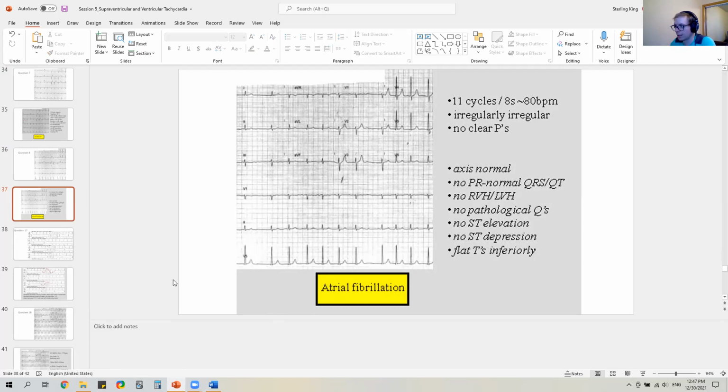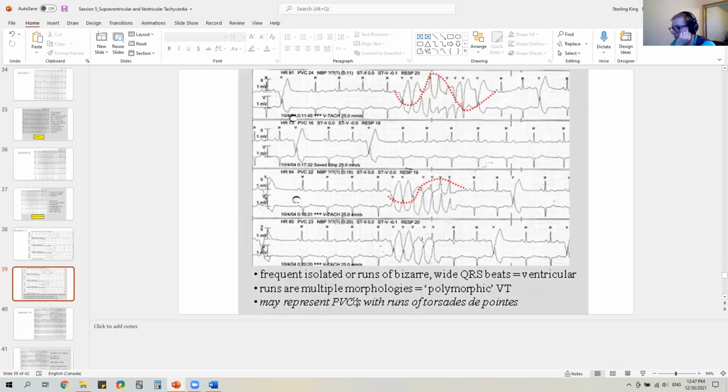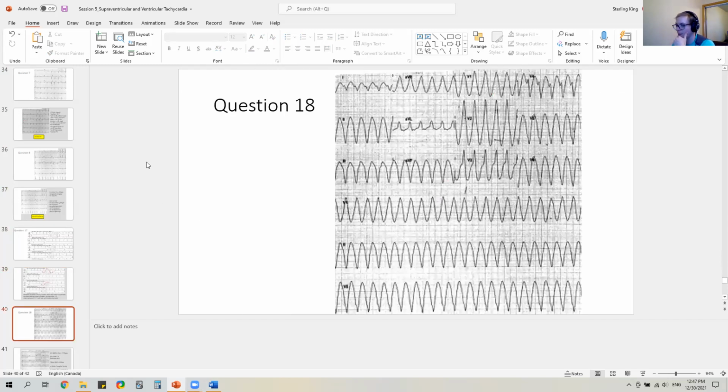Okay. Question 17. We don't have a full set of leads here, but you can see it's going up, it gets narrower, and then it kind of goes back to normal. Anyways, this is probably torsades de pointes. It's going up and down. Ventricular, wide morphologies, polymorphic. It's probably torsades. Got it.